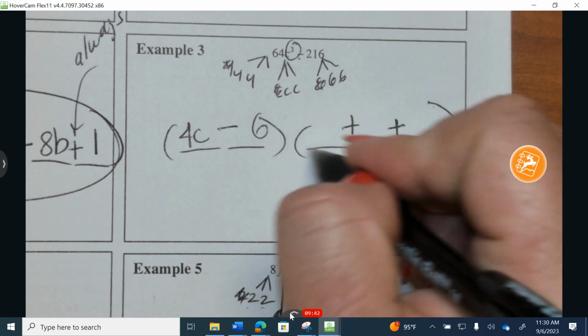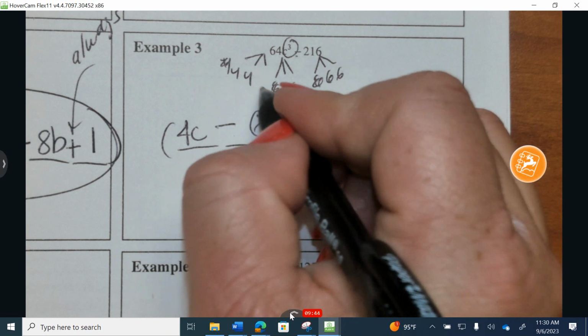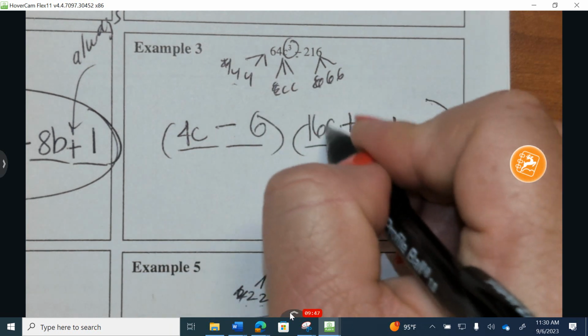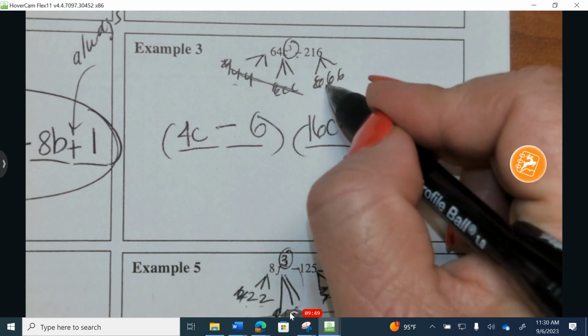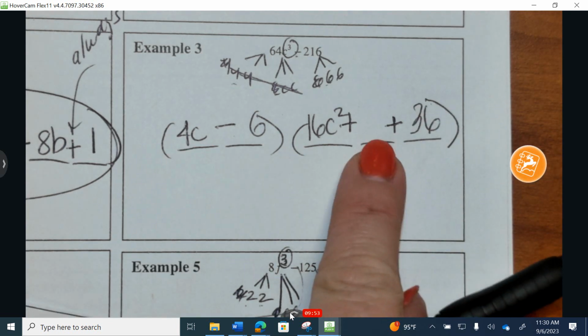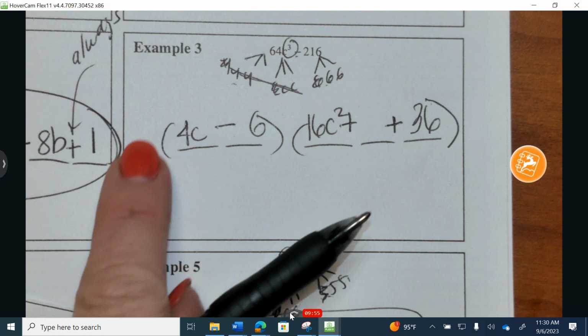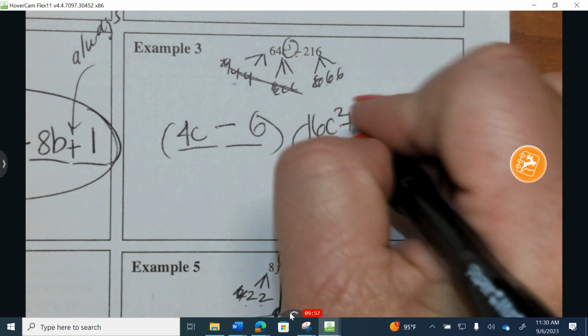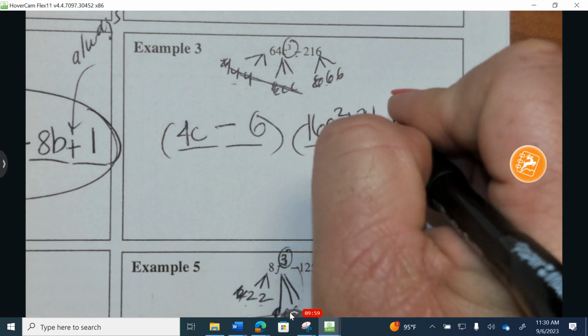Now from over here, I'm going to take the remaining pieces from the front. 2 4s multiplied to give you 16. 2 6s multiplied to give you 36. To receive this middle term, don't worry about the symbol. We're going to multiply. 4 times 6 is 24, and there's your C.